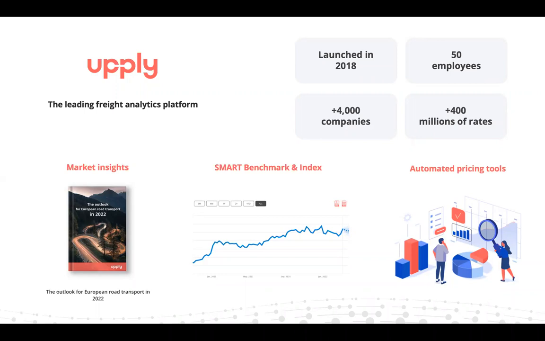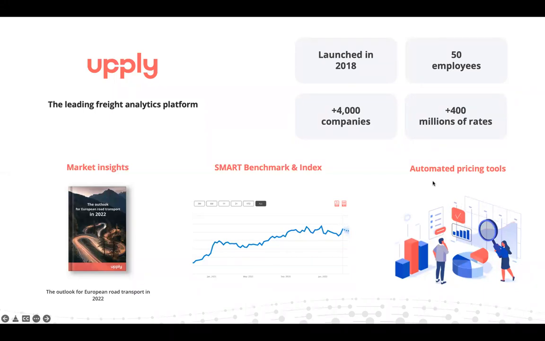Just as an introduction, you might know, for some of you, Upply is a company that we launched in 2018. We have a bit more than 50 employees today. And we are doing mainly three things. Two are something that we have done for some years now: the market insights and what we call the smart benchmark and indexes.